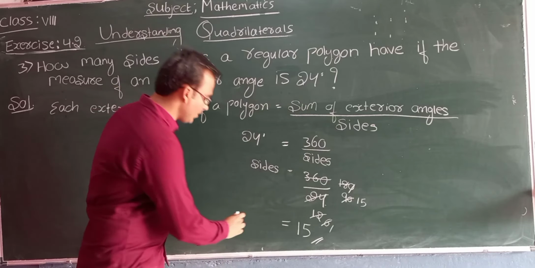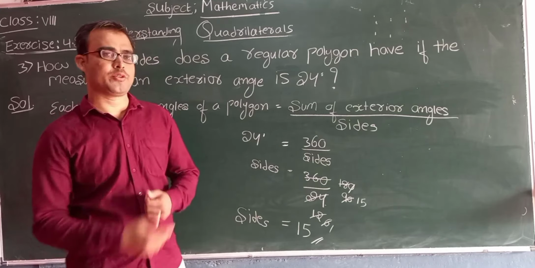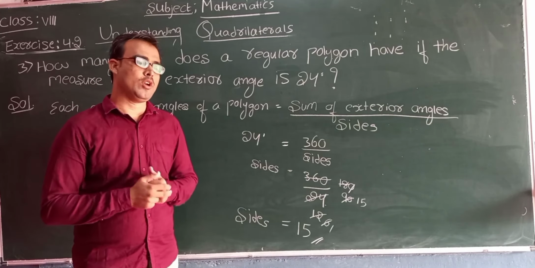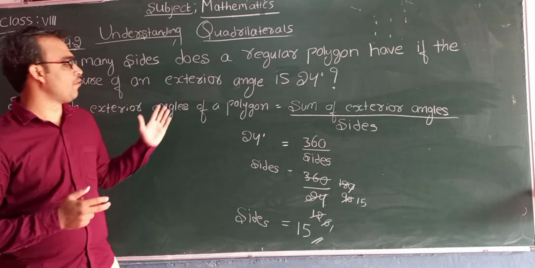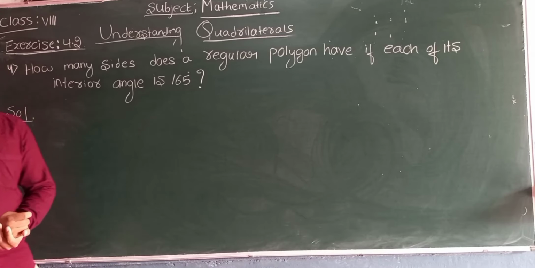So here, sides. What does it mean, students? It means that if a polygon has an exterior angle of 24 degrees, then that polygon has 15 sides. Students, now let us solve the fourth question.